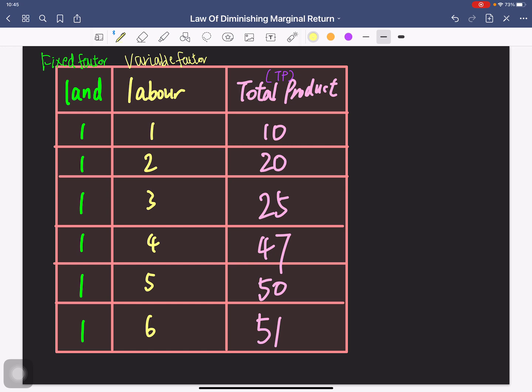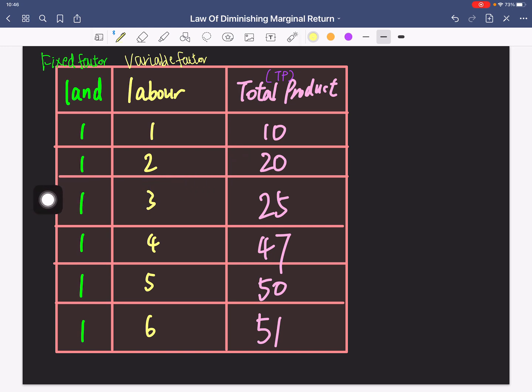The next term I'm going to introduce is about total product. Total product means that when we are given some factors, for example, we have 1 unit of land, 1 unit of labor, how many outputs can be produced? So this should be 10. So when we are given 1 unit of land, 1 unit of labor, we are going to produce 10 units of output. So this is being called a total product.